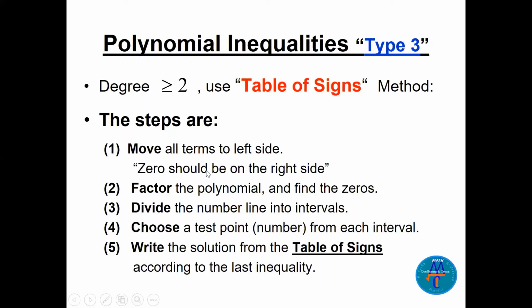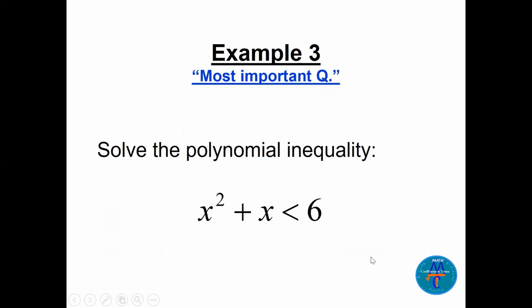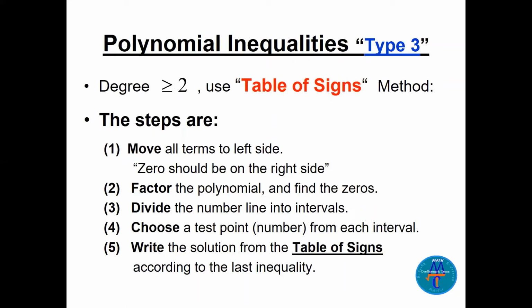I will give you so many examples now. We factor the polynomial on the left, because 0 is on the right. We divide the number line, we use number line. We divide it by using the zeros. And then we choose a test point from each interval. And then we call this table of signs. Let's see this example. I will come back to these steps maybe, 1, 2, 3, 4, 5.